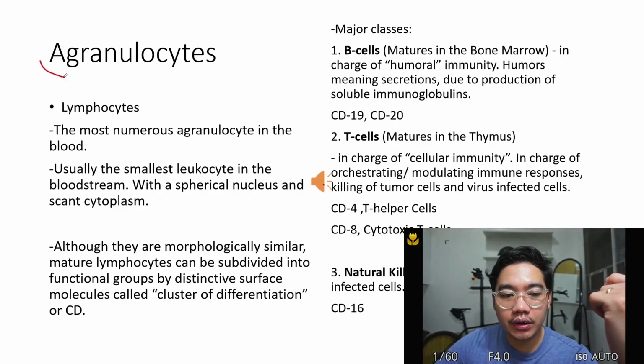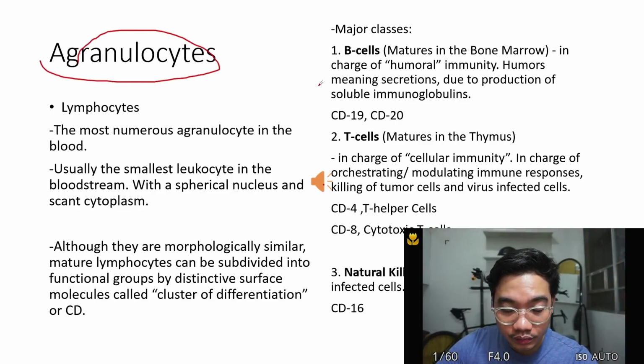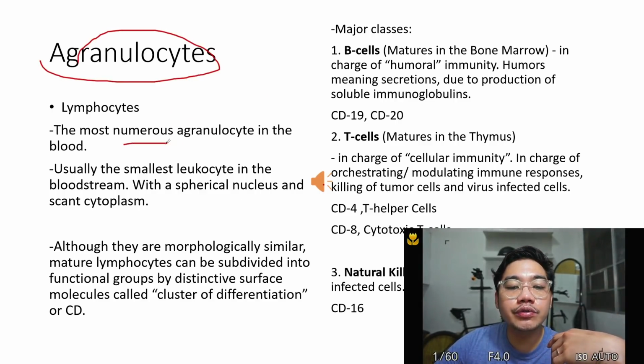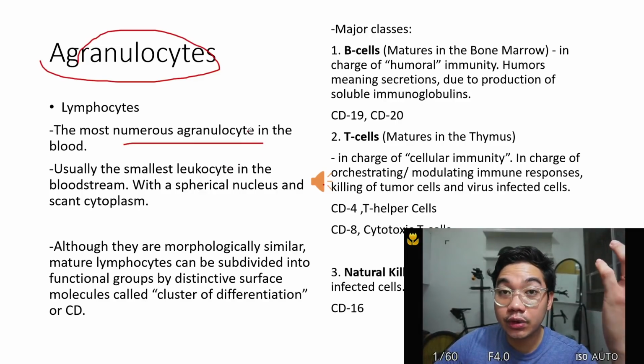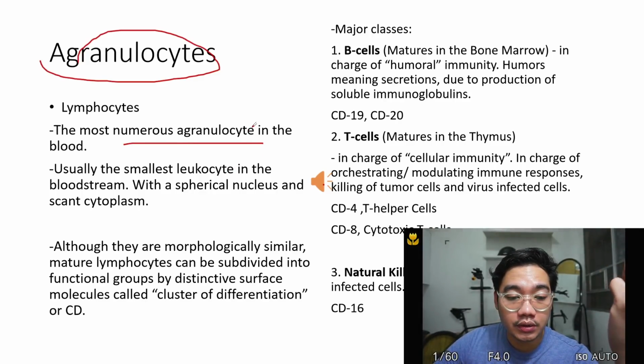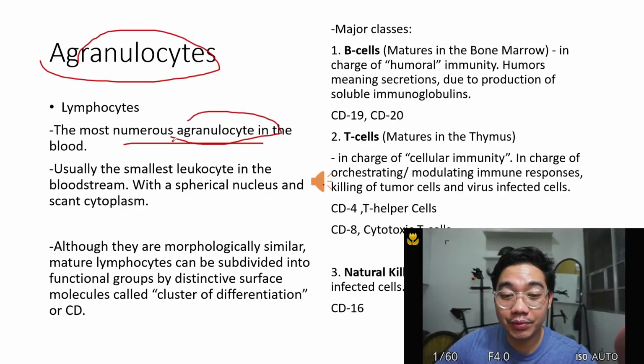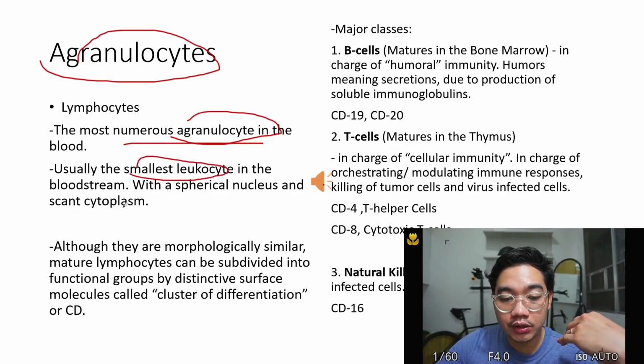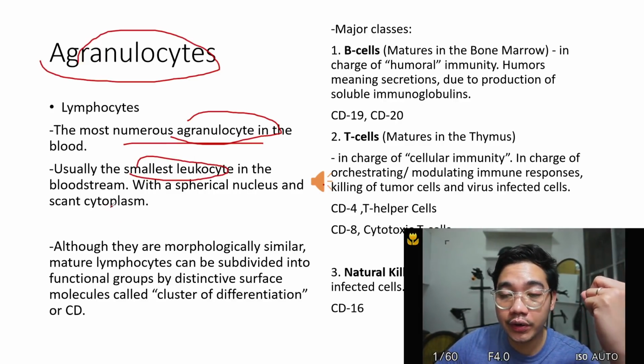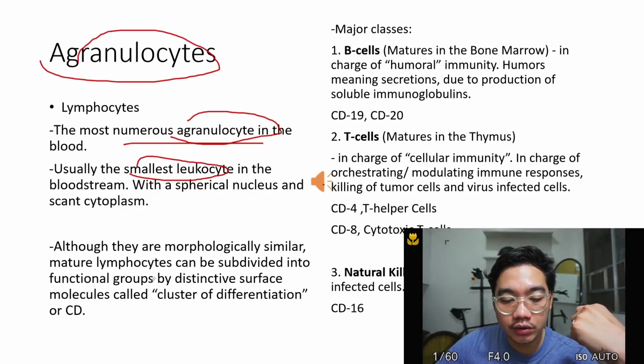So we have granulocytes na. So the most numerous are granulocytes in the blood, no, second only to the neutrophil. Sorry. The most numerous are granulocytes because the monocyte population is small. No? So the smallest usually, it's the smallest leukocyte, the smallest white blood cell. The lymphocyte is the smallest, diba? It's just the same size as your RBC, the nucleus.